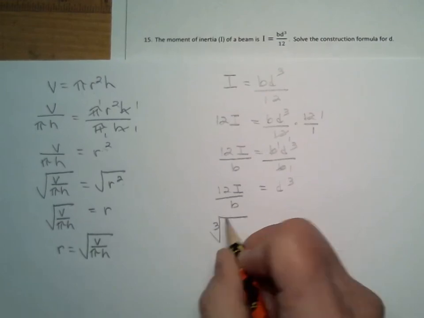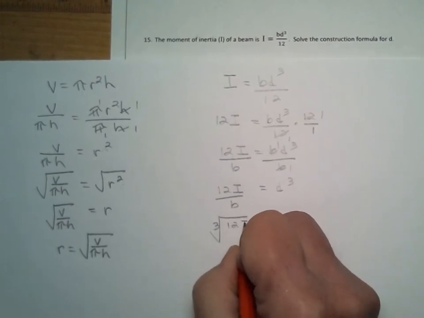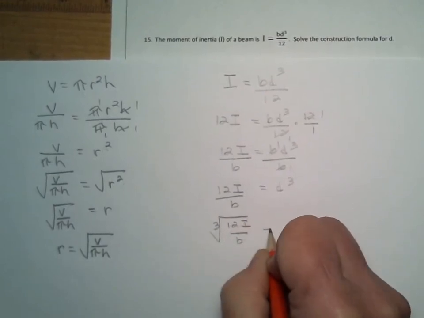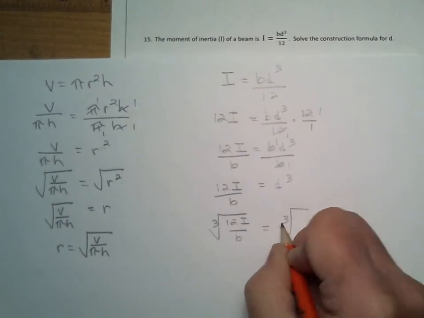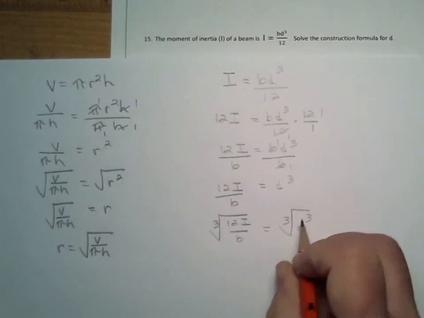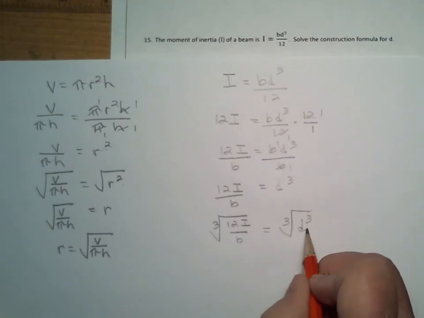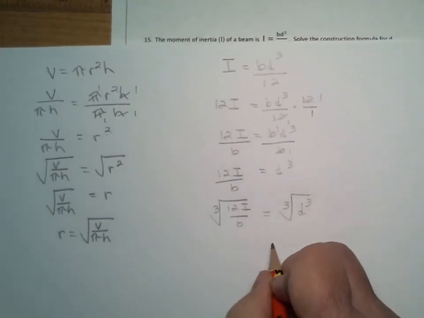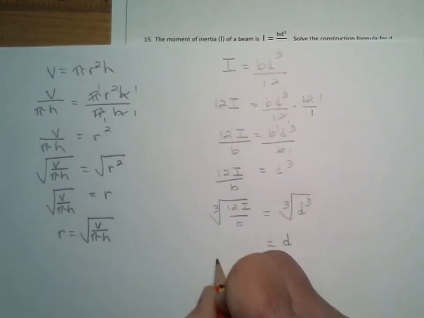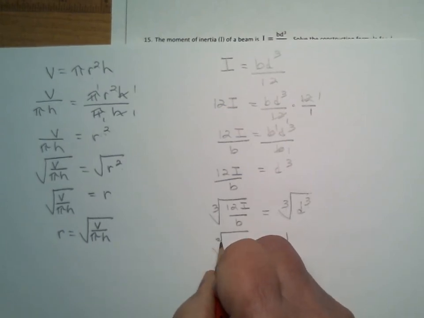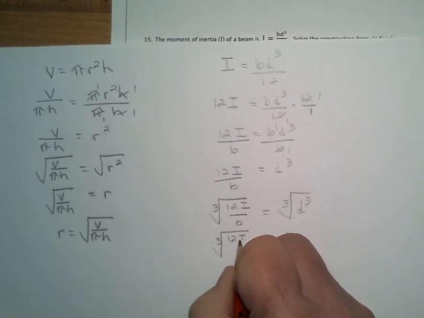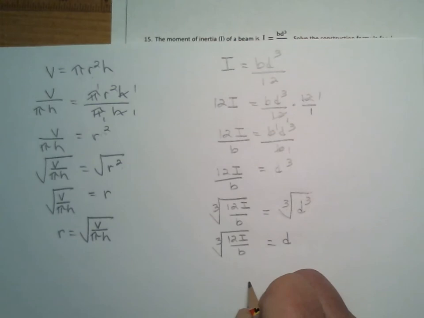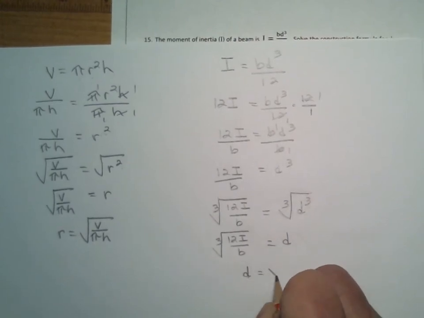Cube root of this side, 12i over b, and the cube root of this side. This cube root undoes the cube, leaving me with just d, 12i over b. And finally, I'm going to reverse the sides.